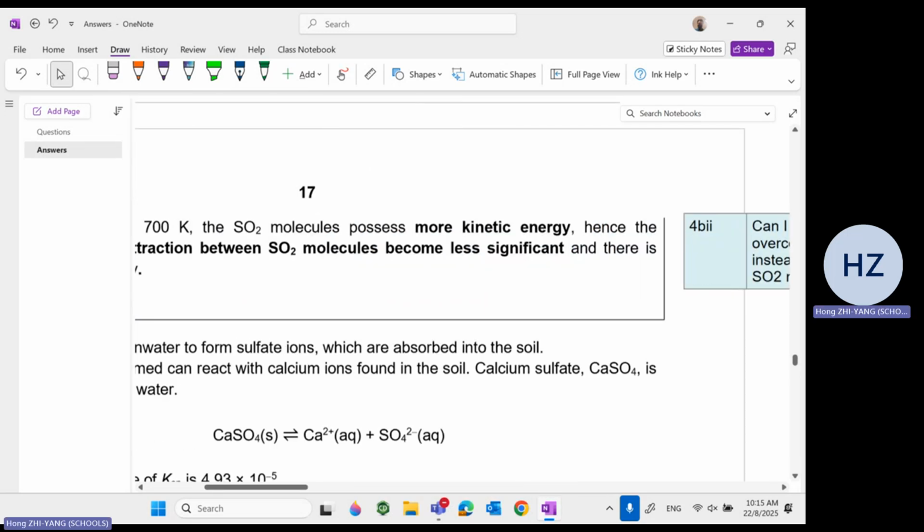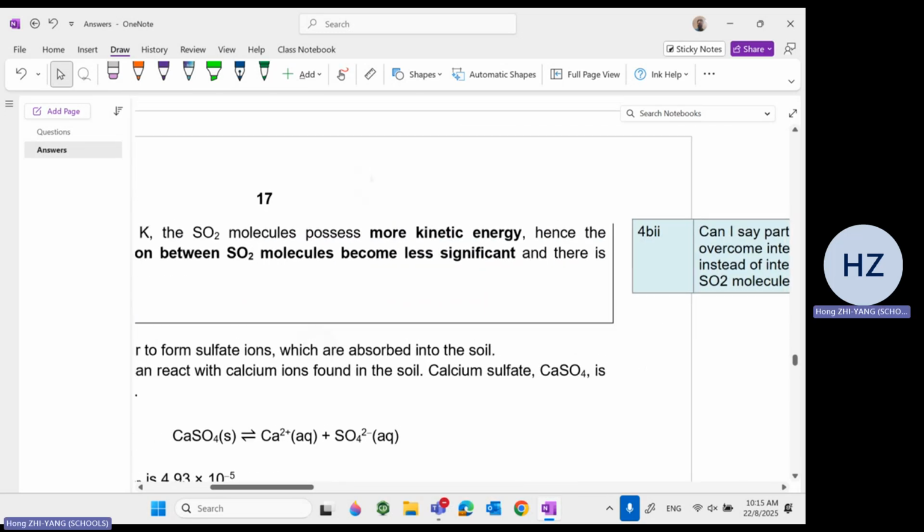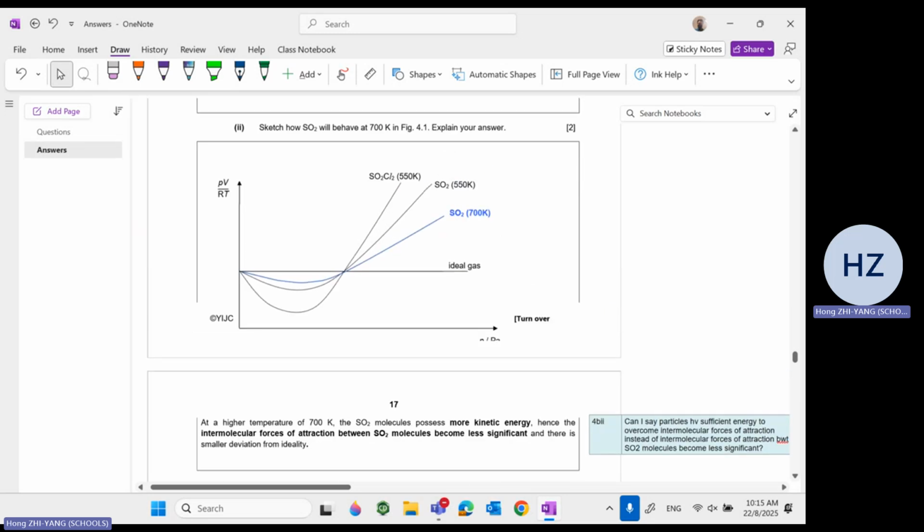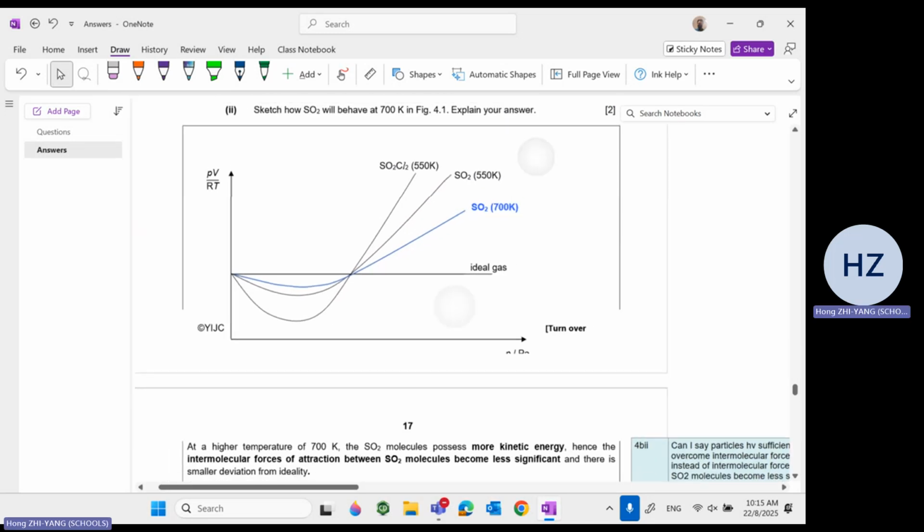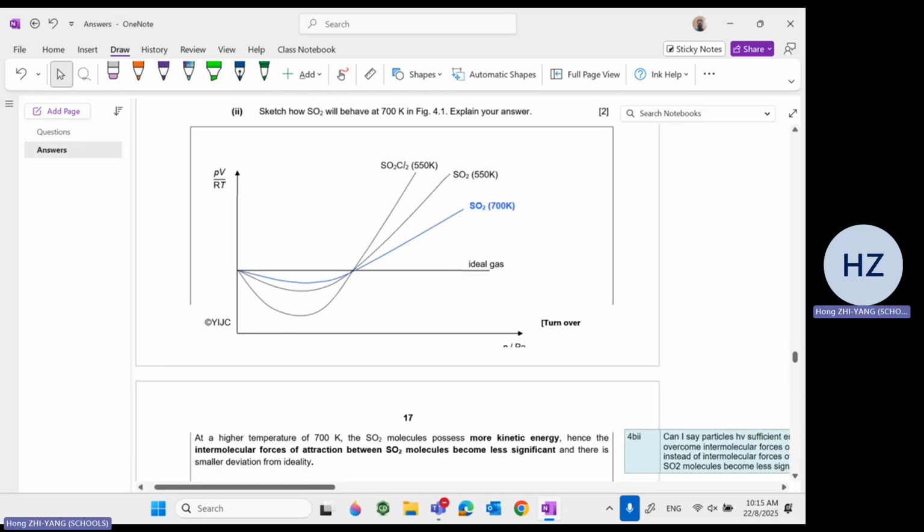Oh, this one. Let's go for 4B part 2. I may have gone a bit faster. Okay, everyone, this is about the sketching: how SO2 will behave. So it's a bit of a weird question here. Sketching real gases on this graph actually is not in your syllabus, but however, the JC tested this.